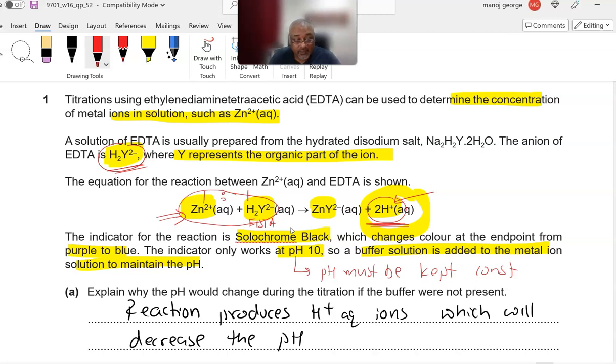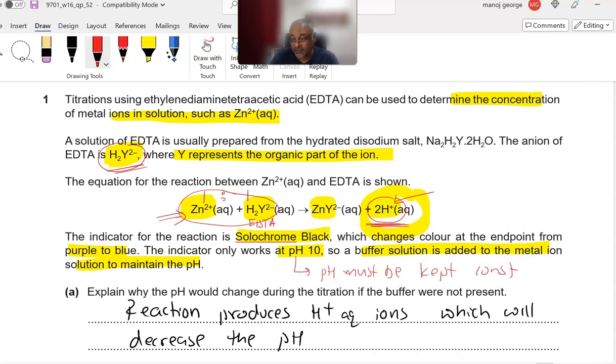Now, starting off with the first question, they said explain why the pH would change during the titration if the buffer is not used. As you see from this equation, there is H plus ion being released, which means you expect the solution to become slightly acidic over a period of time. As the concentration of H plus increases, the pH value will decrease. Therefore, the role of the buffer is to make sure that doesn't happen. Buffer solutions can withstand changes in pH when a small amount of acid or alkali is added to them. So that's the reason why the buffer is added.